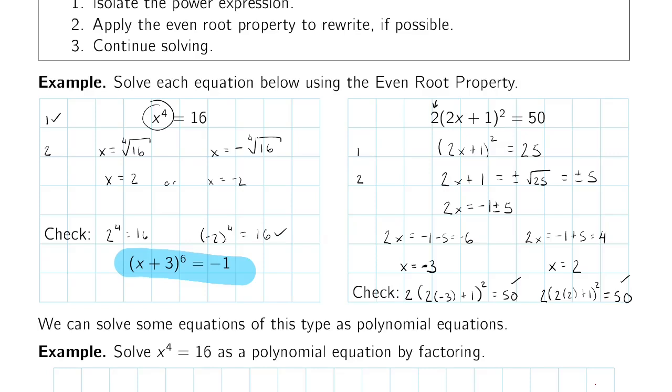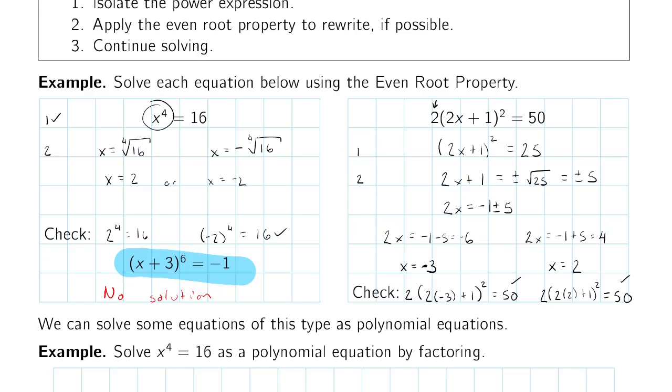Here I have (x plus 3) to the 6th power equals -1. That can't happen, right? If I take the 6th power, I always get a positive number or 0. So looking at this equation, I can immediately see that it has no solution. I don't need to do any steps at all. Once the power expression is isolated, if you see your power expression equals a negative number and it's an even power, you know it has no solution.